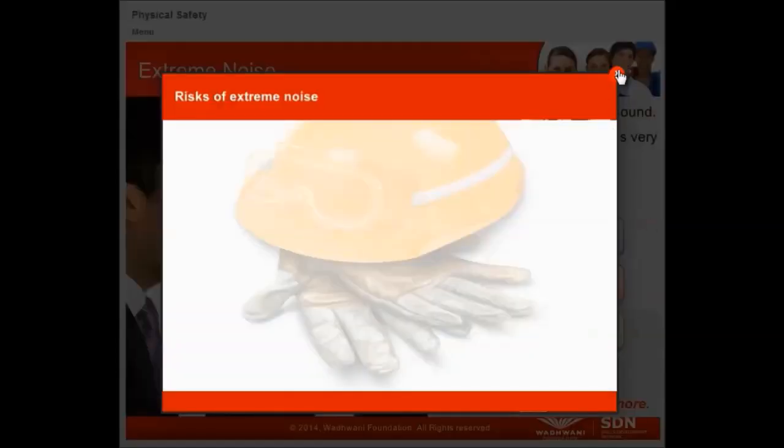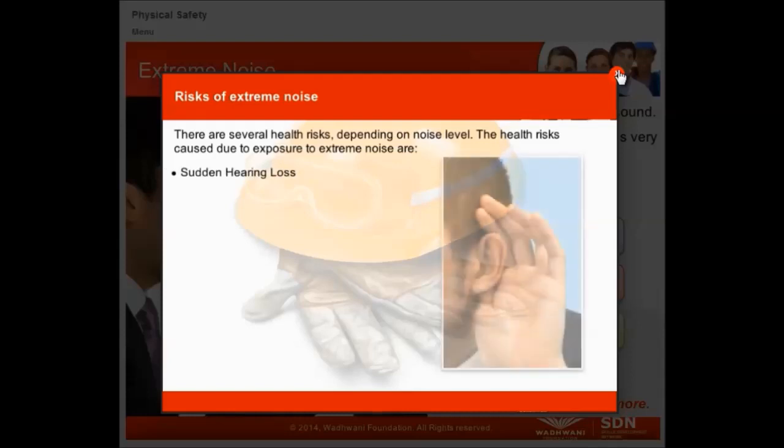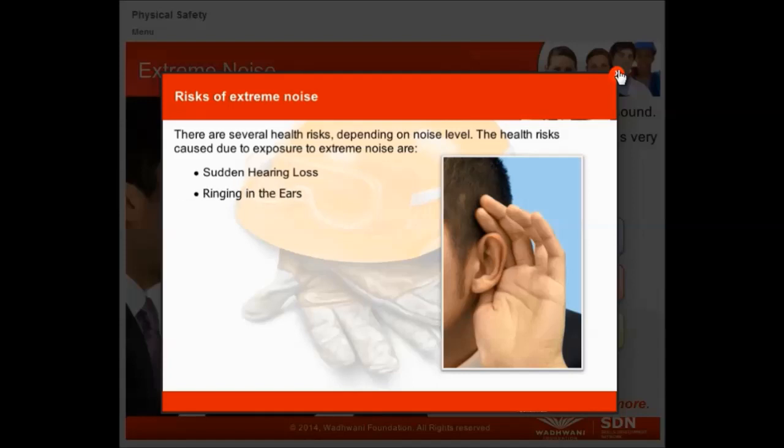Risk of extreme noise. There are several health risks depending on noise level. The health risks caused due to exposure to extreme noise are sudden hearing loss after exposure to a very loud noise, ringing sound in the ears, temporary hearing loss from exposure to noise exceeding prescribed limits. The hearing loss disappears after staying for a few hours in a quiet place. Permanent hearing loss after exposure to extreme noise for several months.